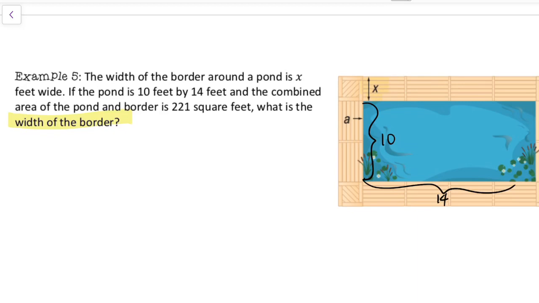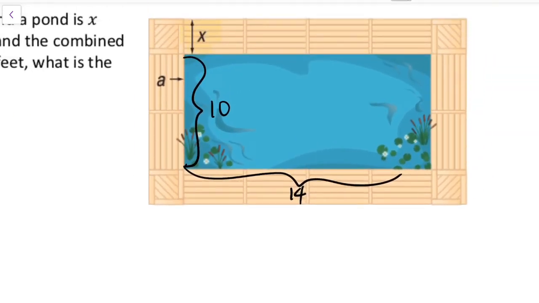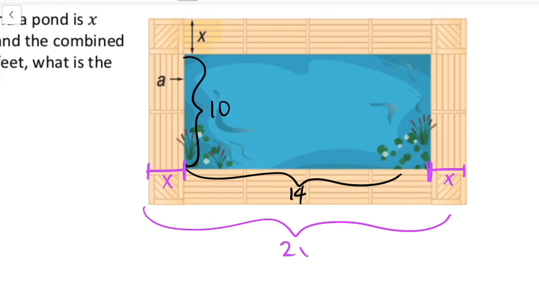Well, we know that the total length of the entire border plus pond is going to be 14 from here to here, and then we add on x over here and x over here, so that's going to be 2x plus that 14, right? Because x plus x would give us 2x. So the entire length is 2x plus 14.